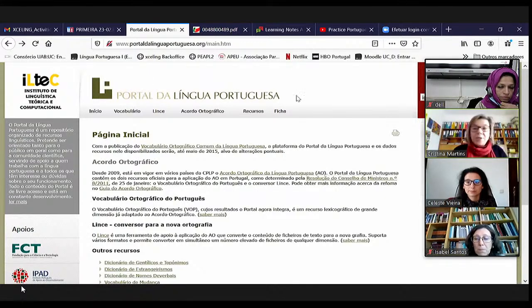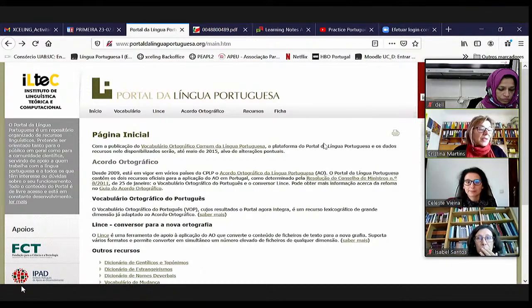And you can do that using this functionality here, VOP. We will illustrate how this works by giving you an example. Let's take the word percepção, which means perception in English. This word percepção is pronounced differently in European and Brazilian Portuguese.